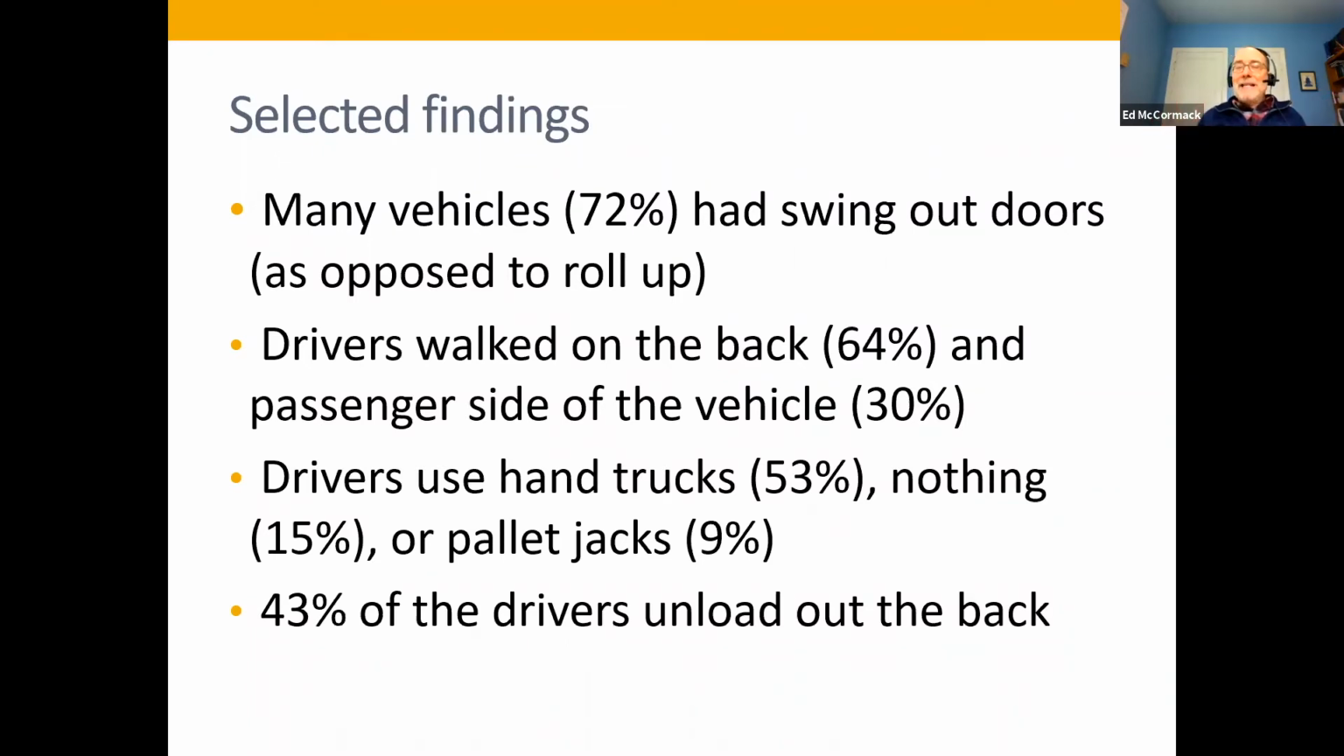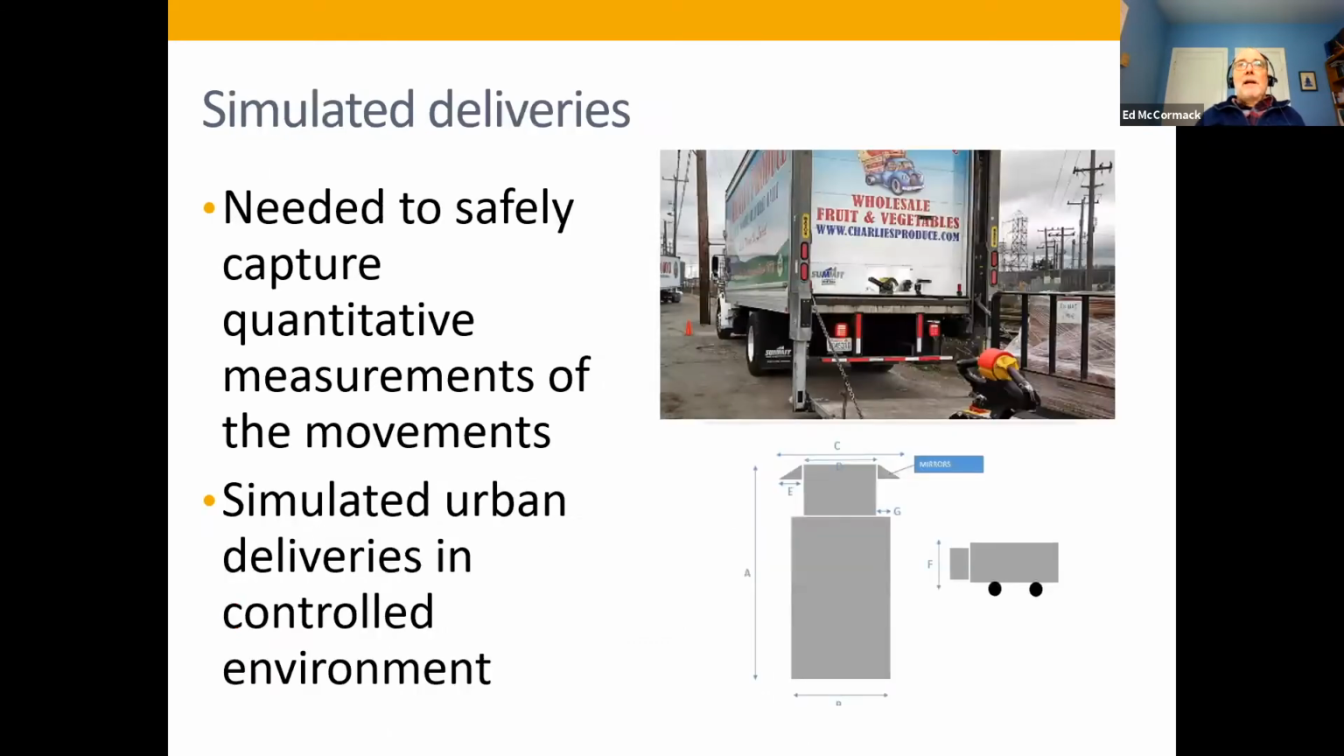And we wanted to measure that envelope while these drivers were doing this activity. And so we originally thought, or we briefly thought, well, we'll just go out and find drivers on the street doing these load and unload activities, and measure how much space they took. But we realized that that was not very safe. The drivers were in a hurry, it just didn't work very well. So we simulated urban deliveries in a controlled environment. And this is where we got our measurements of the envelope.